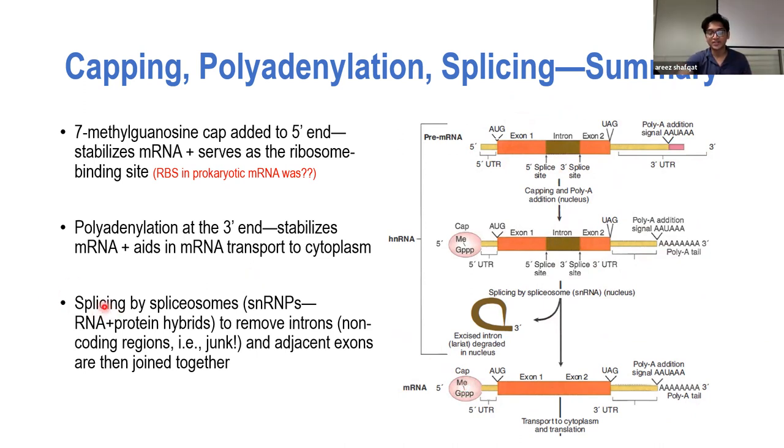So here's what I've told you. Splicing is done by spliceosomes, abbreviated snRNPs, small nuclear ribonucleoproteins. They're made up of snRNA and proteins, RNA plus protein hybrids. The spliceosome removes introns, which are non-coding regions, i.e. junk, and adjacent exons are then joined together. Remember that prokaryotic mRNA doesn't have introns, so as soon as it is transcribed it can also get translated. All right, so this was a summary of RNA processing.